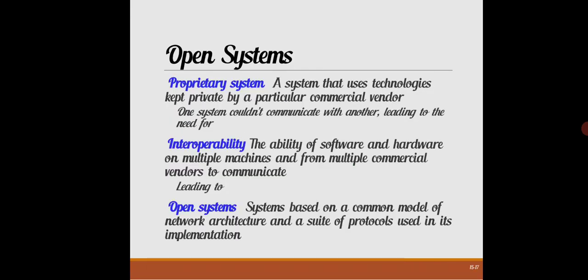Open system, proprietary system, interoperability. Proprietary system: a system that uses technologies kept private by a particular commercial vendor. One system could not communicate with another, leading to the need for interoperability: the ability of software and hardware on multiple machines and from multiple commercial vendors to communicate, leading to open systems.